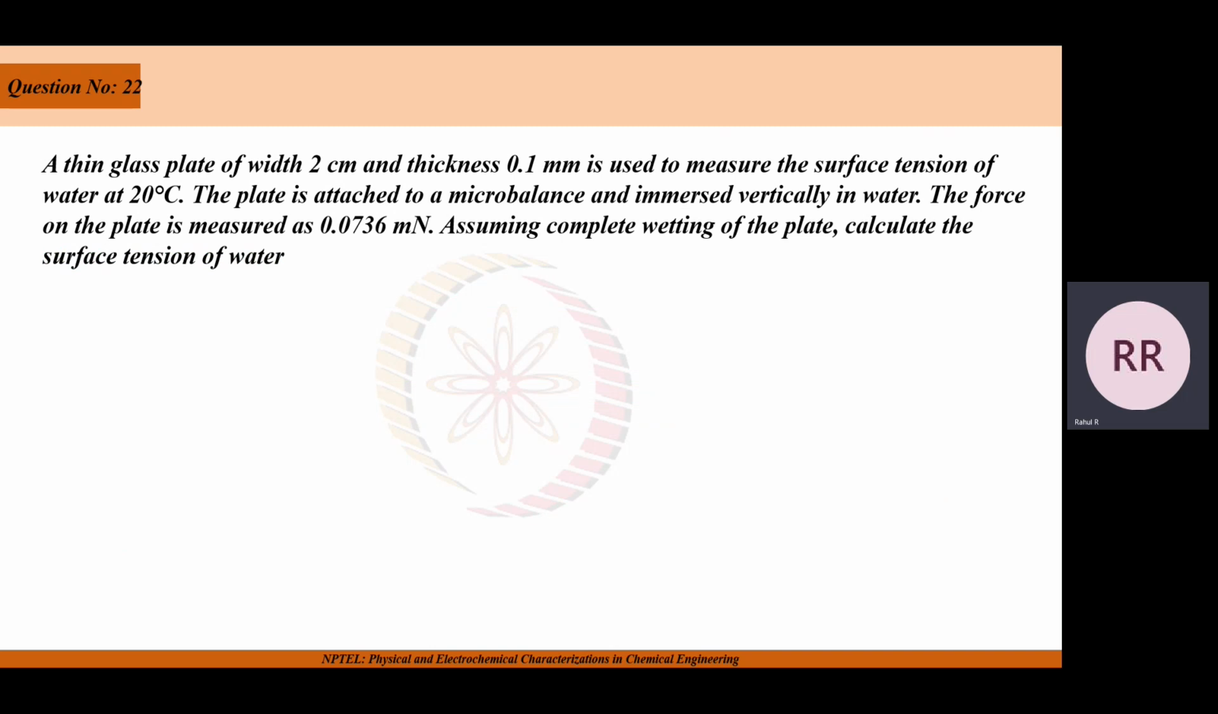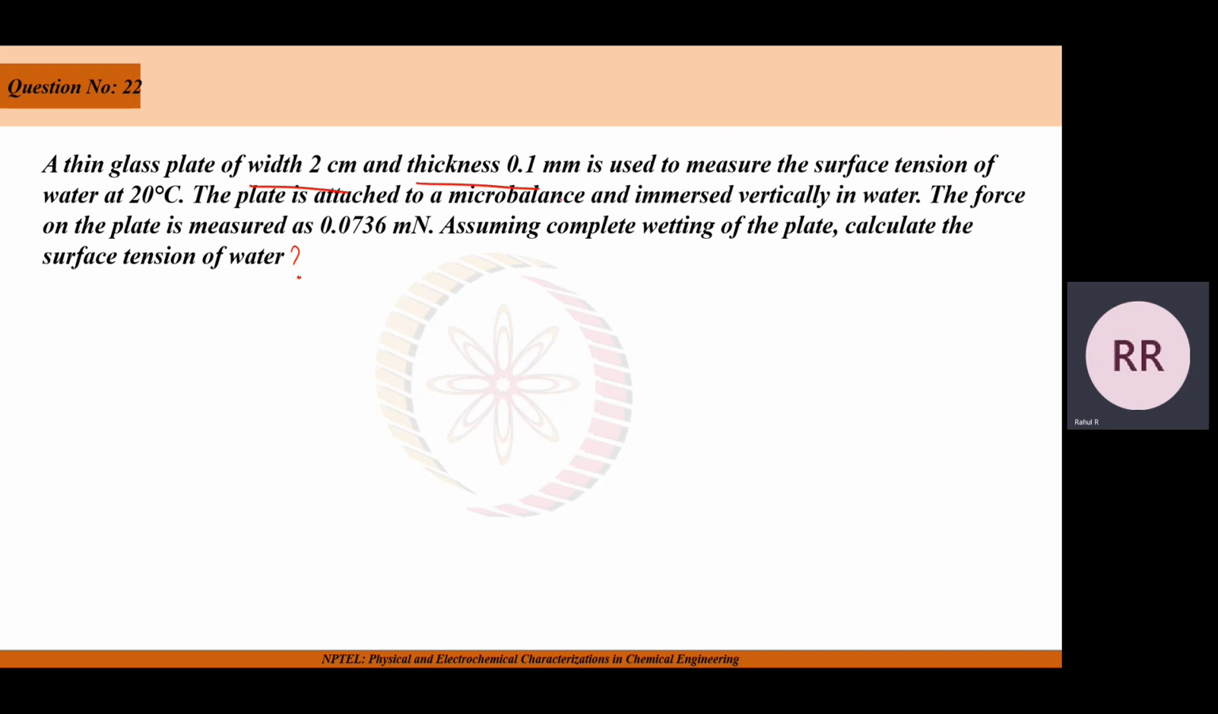The next question is: a glass plate of width 2 centimeter and thickness 0.1 millimeter is used to measure the surface tension of water at 20 degrees Celsius. The plate is attached to a microbalance and immersed vertically in water. The force on the plate is measured to be 0.0736 millinewton. Assuming complete wetting of the plate, calculate the surface tension of the water. So we need to calculate the surface tension of the water. The width of the plate is given.